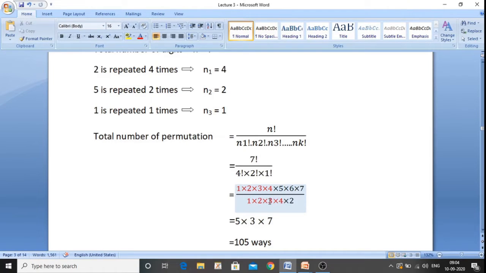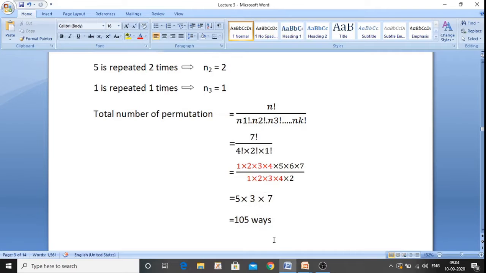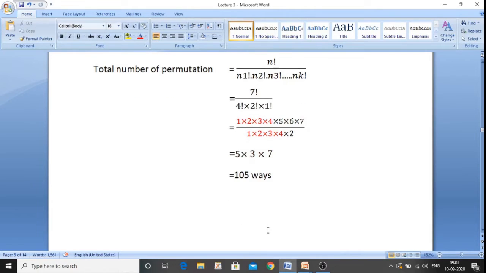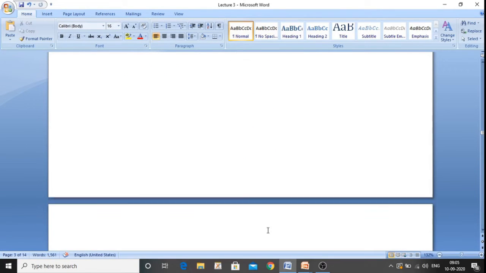I have shown it here in the red mark. So remaining is 5 into 6 into 7 divided by 2. So 6 divided by 2 is 3. So it is 5 into 3 into 7. So 5 3s are 15, into 7, that is equal to 105 ways in which we can do the permutation of those digits from the given number.